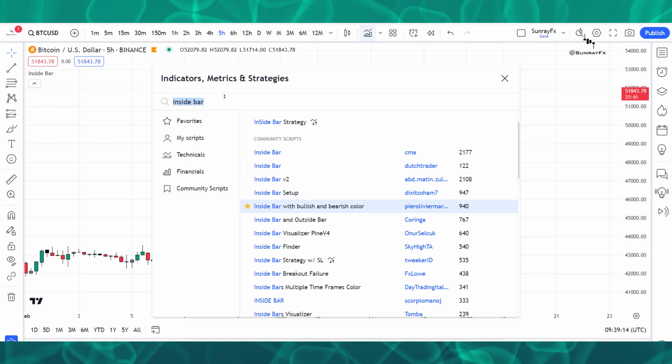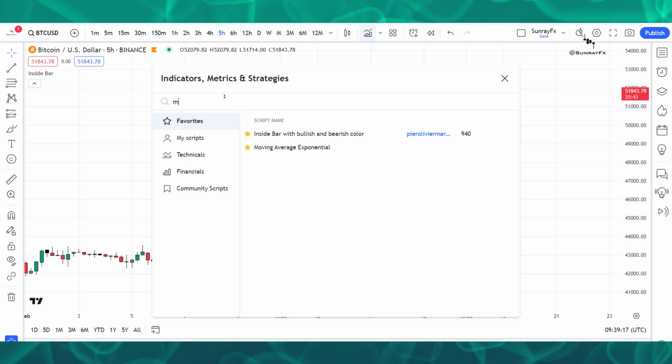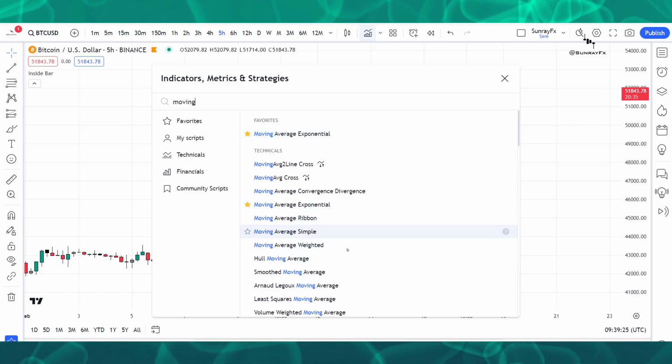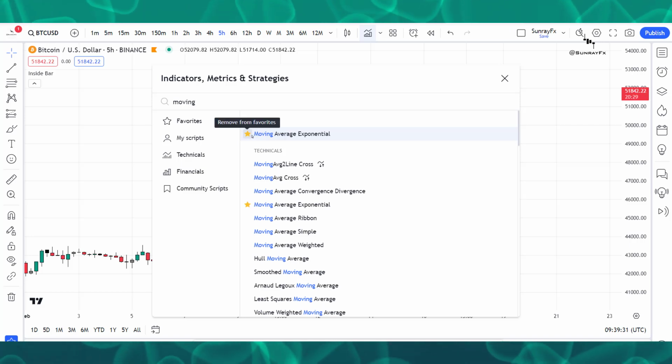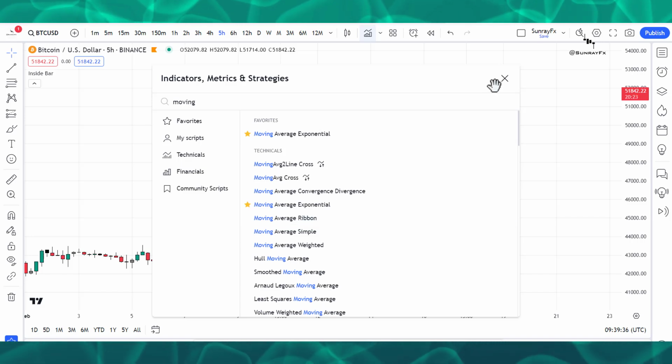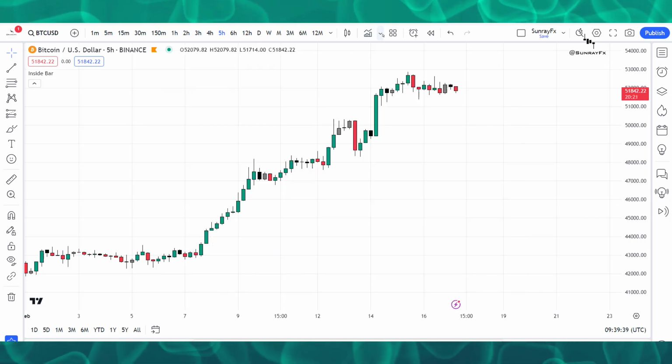And then the second indicator that you are going to add is moving average exponential. Moving average has many types, ribbon, simple, weighted, all those ones. You don't need all those ones. Just click on moving average exponential, then add it to your favorite list. If you toggle the star, that means you have already added it to your favorite list. All you need to do is close it and then go to your favorite indicators.